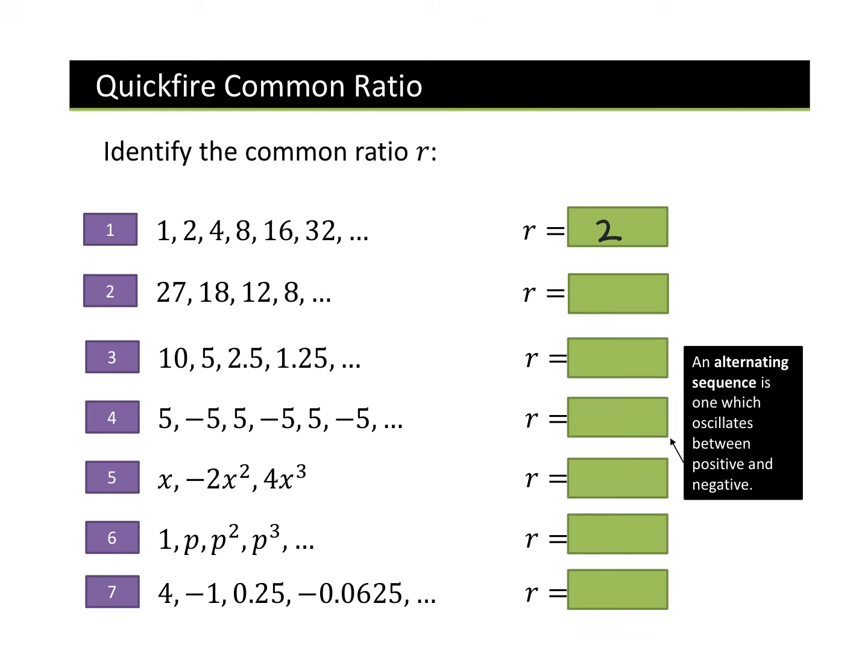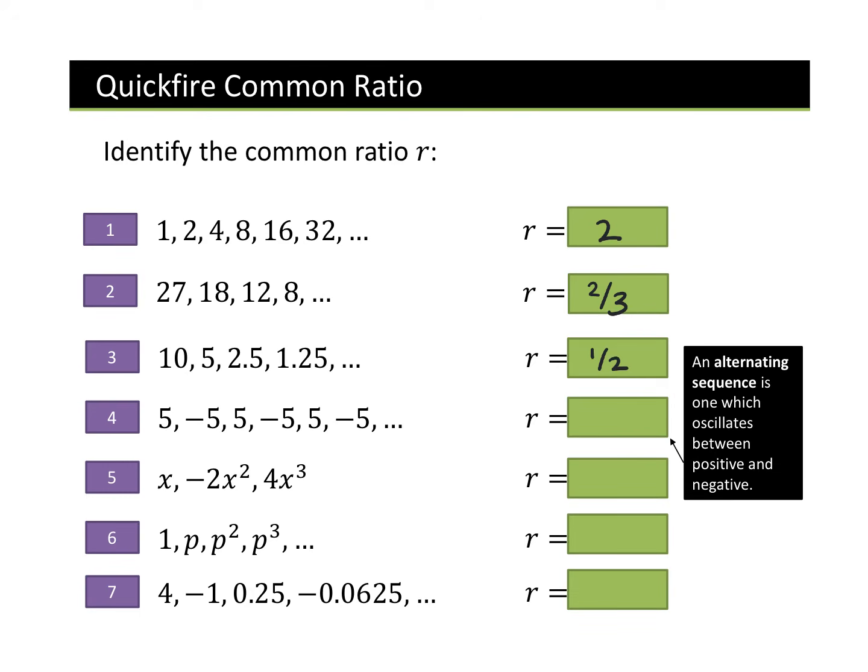2. Common ratio of number 3? 27 times 3 is not 18. 2/3. 27 times 2 over 3, does that give me 18? Yes. 18 times 2 over 3, does that give me 12? Yes, that's how I know. Okay, how about the next one? Number 2. A half, well done.